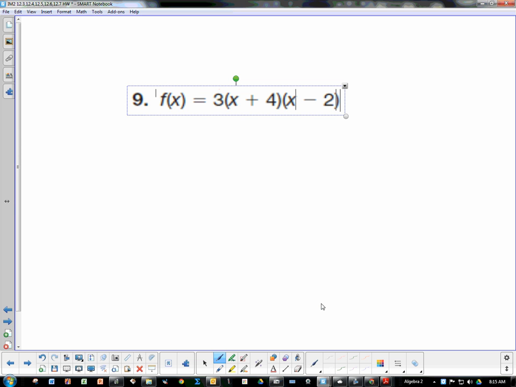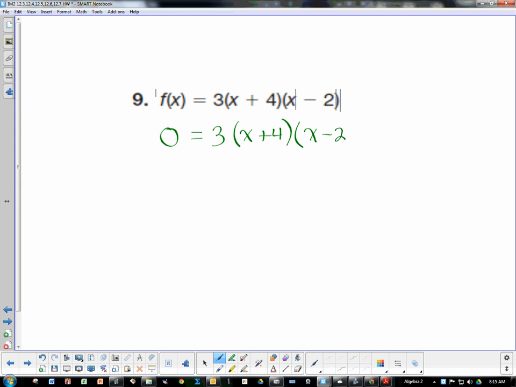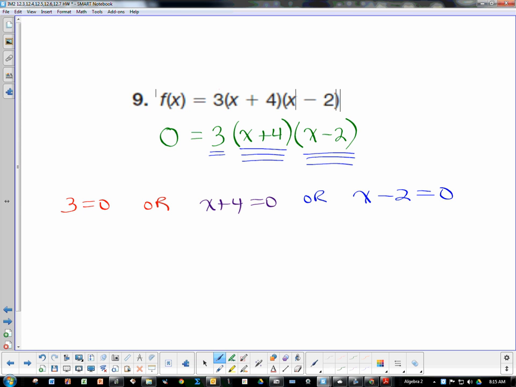Anyone can just tell me the answer as I'm asking questions. What do you plug in for f of x if I'm finding x-intercepts? 0. 0 equals 3 times x plus 4 multiplied by x minus 2. We're okay with that? I have 3 things that I'm multiplying together, a 3 times this times this. One of them has to equal 0. So we have options here. Either 3 equals 0, or x plus 4 equals 0, or x minus 2 equals 0.